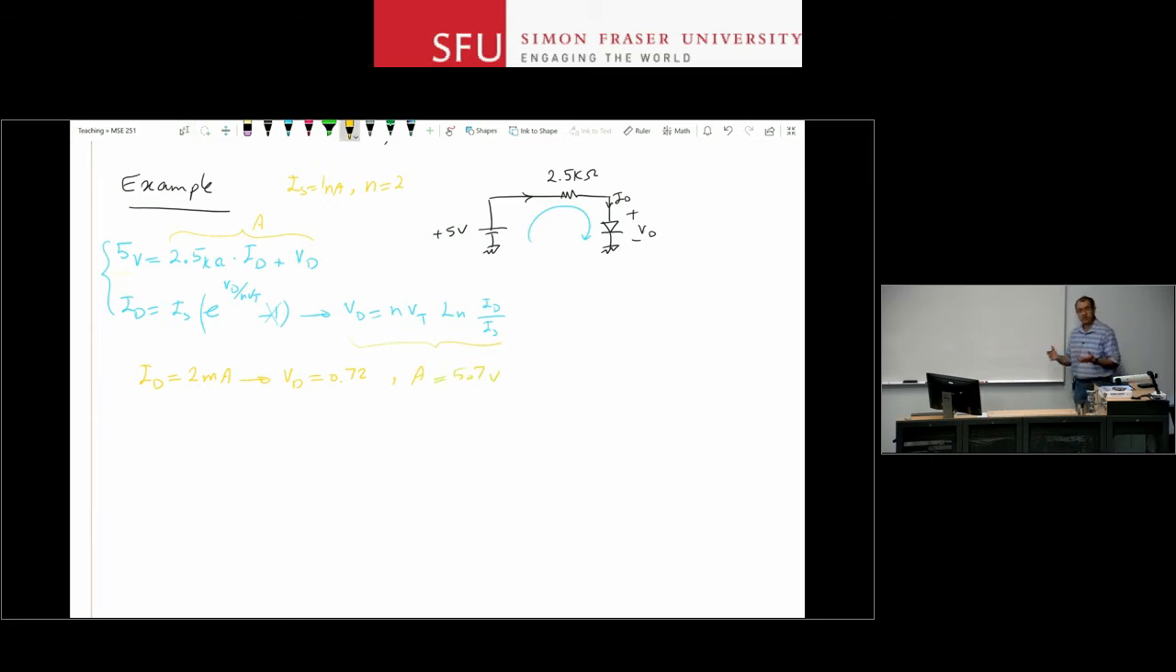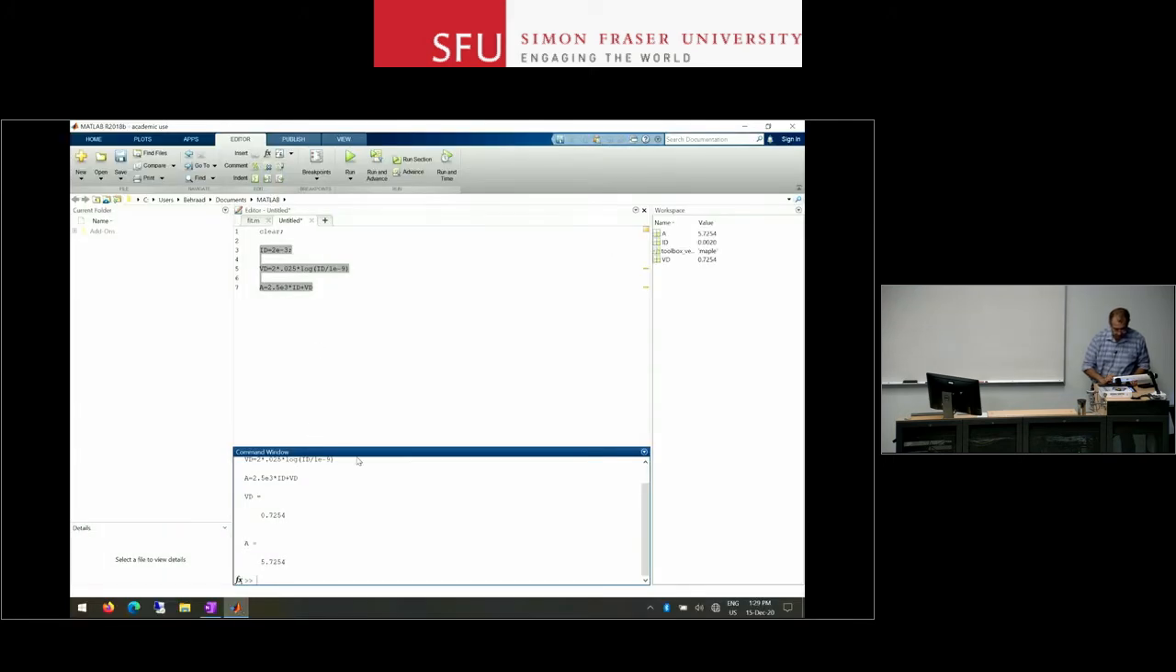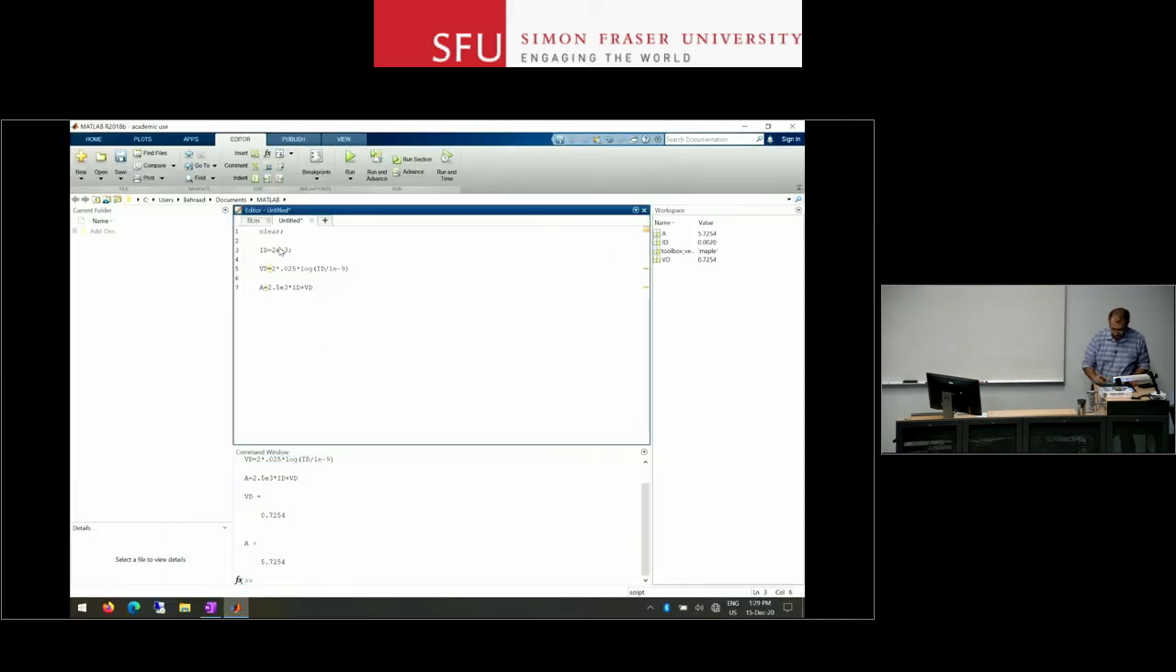So I overestimated the value of my VD and ID, right? Because A has to be 5. I'm slightly above 5. I need to go back and fix that estimation. So the next guess that I may have can be, for example, 1 milliamp. Let's see what happens if I choose 1 milliamp as the new value for ID, and I calculate all of these again.